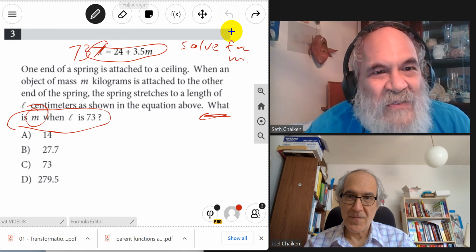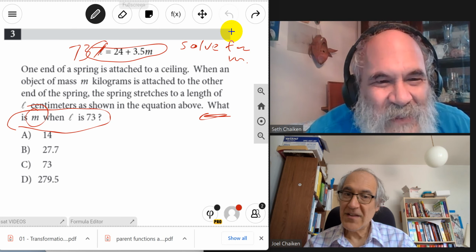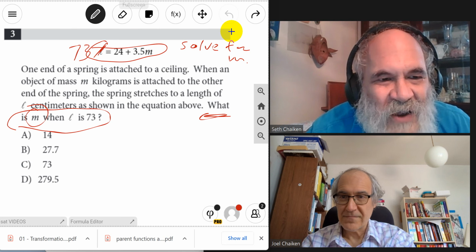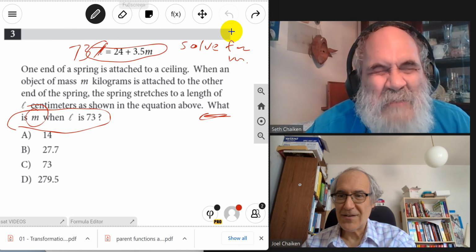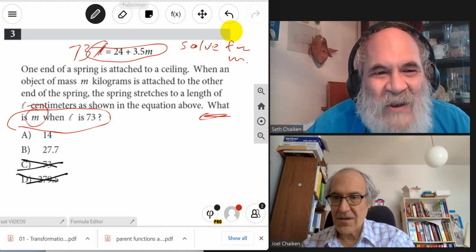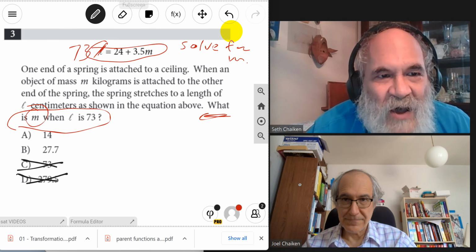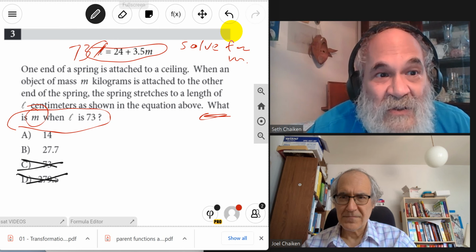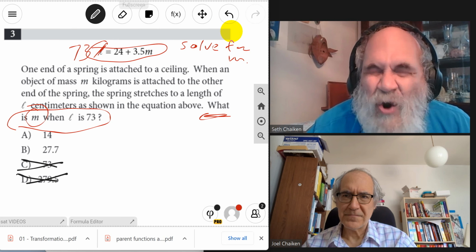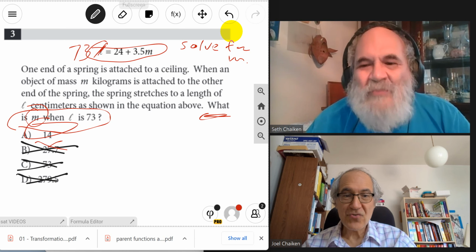Now, a cool approach is as follows. Look at the answers. 73 and 279 are much too large to be possible values of m because the left-hand side is 73, and positive 24 is added to it. So m can't be that big. What if m were 27 or so? Well, let's say it's around 30. You'll get 90 already. Over 90. That's no good. So the answer must be 14. Bingo. You move on to the next question.